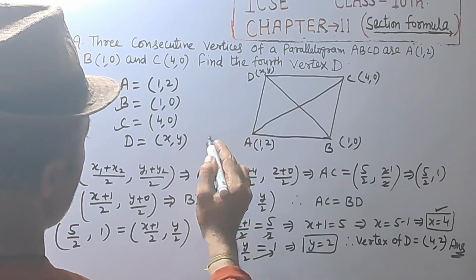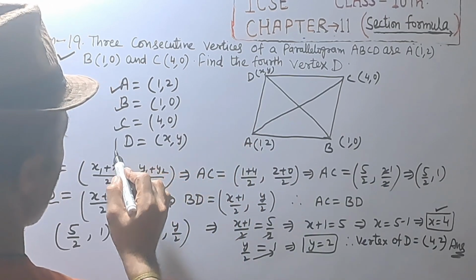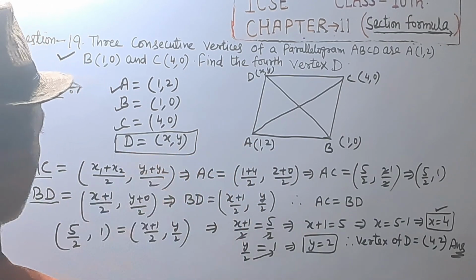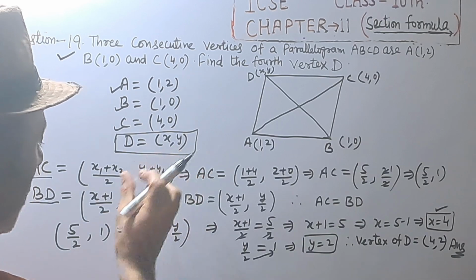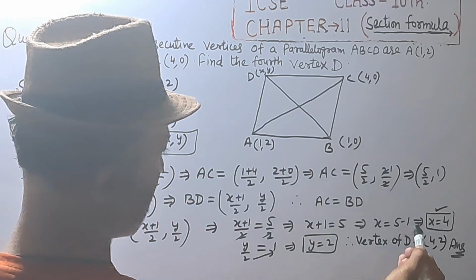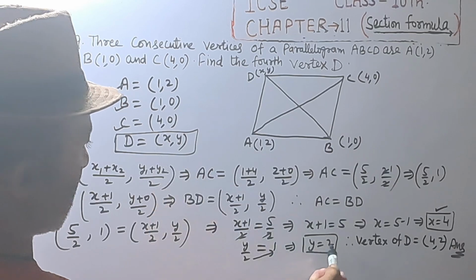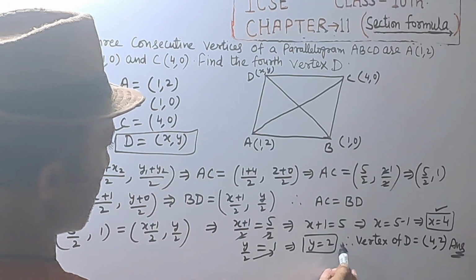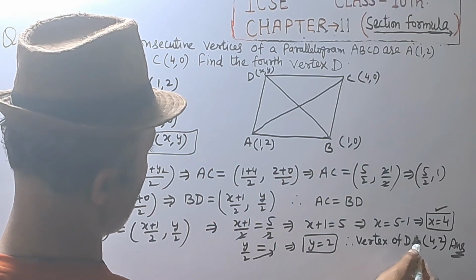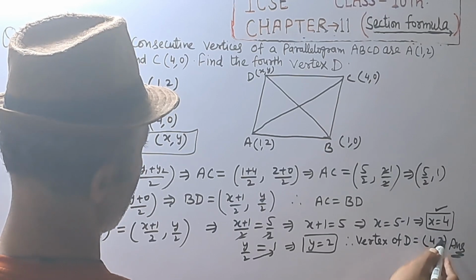Vertex of D, that is (x, y). Vertex of D is equal to (x, y), and we get the value of x is 4 and the value of y is equal to 2. So vertex of D is equal to (4, 2).